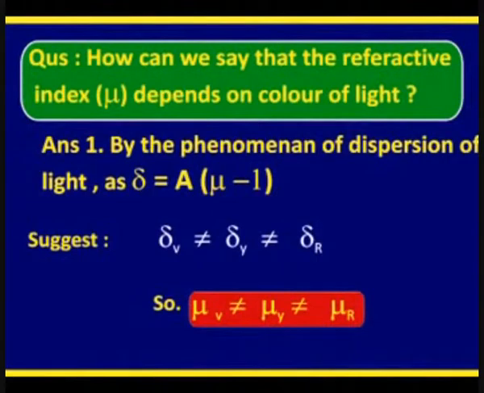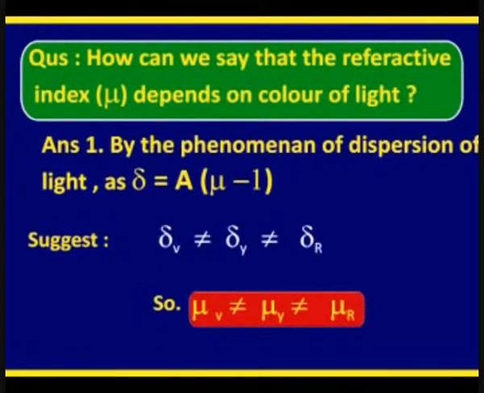Now we see a question on the screen. How can we say that the refractive index mu depends on the color of light? The answer is given there itself by the phenomenon of dispersion of light, as delta equal to A(mu minus 1). When delta is different for different colors, delta V and delta R are not equal. Therefore, it is apparent from the formula delta equal to A(mu minus 1) that mu V, mu yellow and mu R are not equal. That is, this formula suggests outright that the refractive index does depend on the color of light.